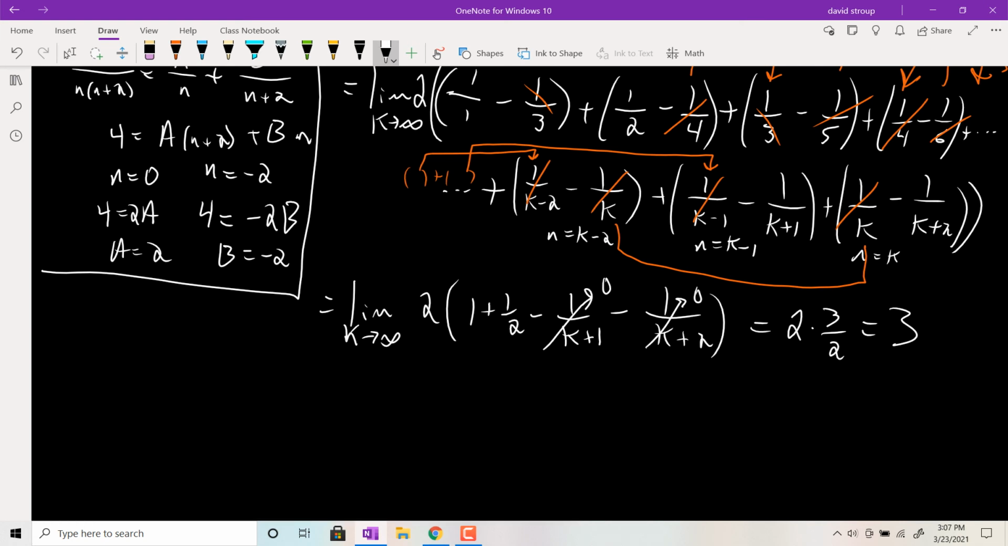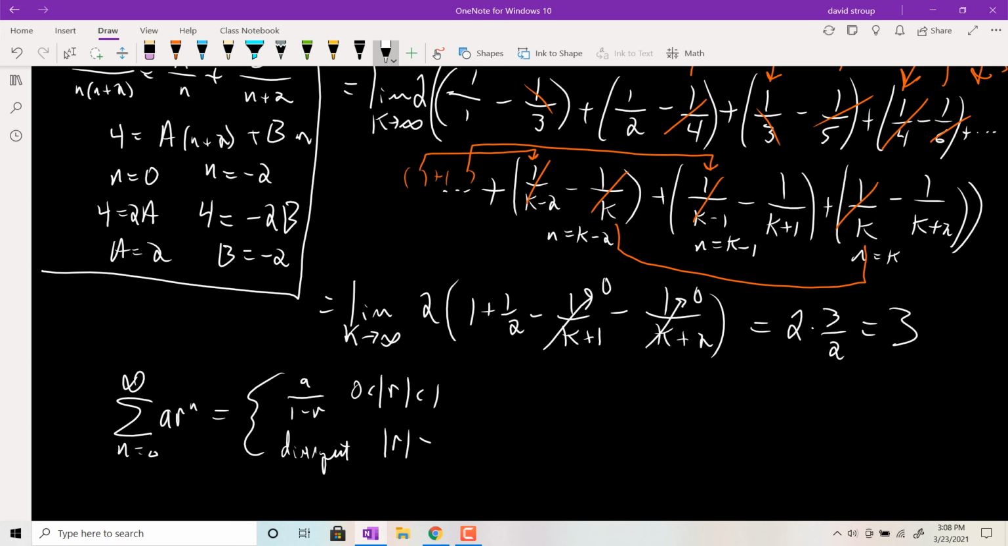So a geometric series has the form the sum from n equals 0 to infinity of ar to the n. And that will equal a over 1 minus r when the absolute value of r is less than 1. When r is 0 it'll be convergent, but then you can't use the formula. So that's kind of a weirdness. And then it'll be divergent when the absolute value of r is greater than or equal to 1. We prove that in the videos.